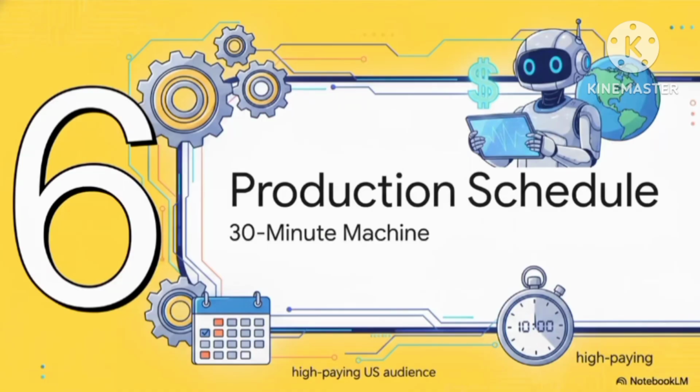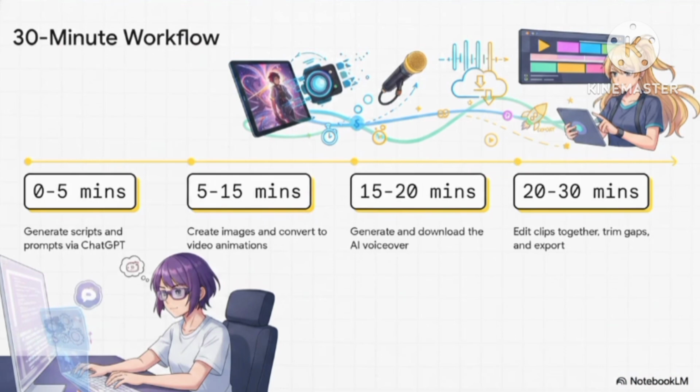And finally, Section 6, your daily production schedule, building the 30-minute content machine. This is where it all comes together. The ultimate takeaway from this explainer is that you can actually run this entire operation in just 30 minutes a day. Seriously, the first 5 minutes are spent in ChatGPT generating your script and your prompts. The next 10 minutes are hyper-focused on piecing those prompts into Google FX and Meta AI to generate your short video clips.